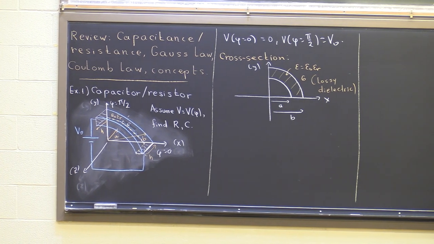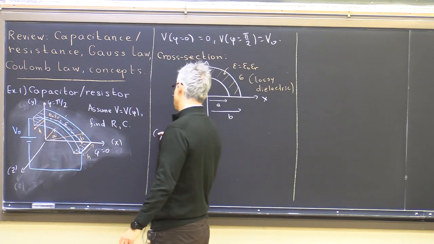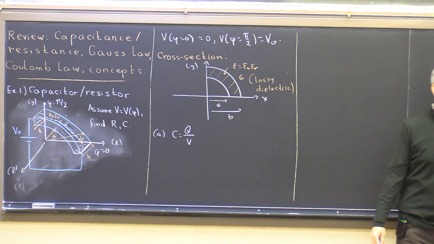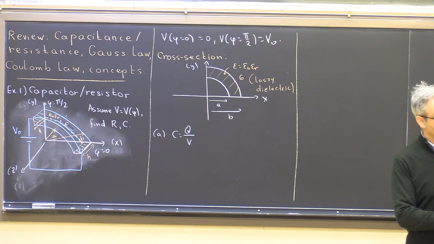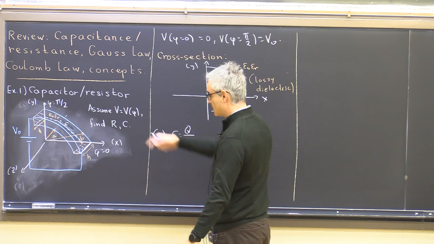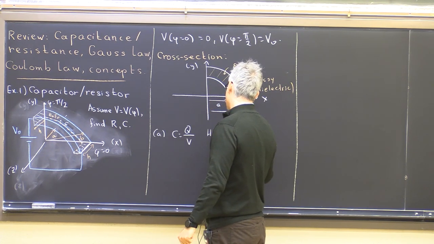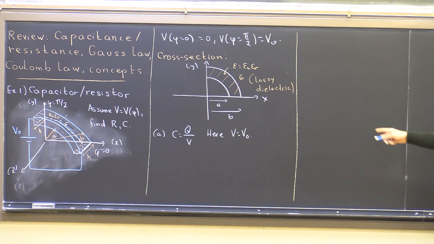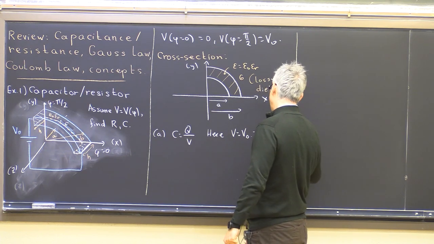You remember when you have capacitance, I start with a capacitor, and I remind you that C is charge over voltage. So we have two options: set the voltage, find the charge, or set the charge, find the electric field, from the electric field find the voltage, and then find the capacitance as Q over V. Here the voltage has been already set, so therefore I will go down the first path. So you see the voltage between the electrodes has been set, so my goal will be to find the charge.